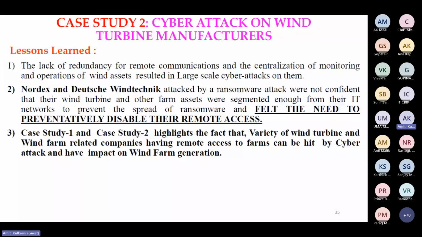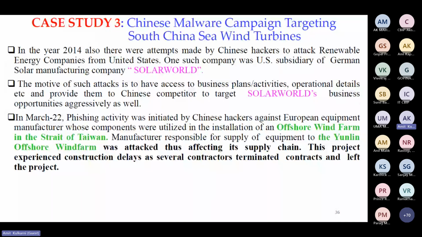Now coming to the third attack, it is again related with the RE system. But if you see this attack, the objectives were totally different. In March 22, a phishing activity was initiated by Chinese hackers. Now this is not by Russia, this is by China, and this is done in a location which is seen to be very strategically important for all the major powers in the world, that is South China Sea, where China claims it's theirs, and where US and other world powers also say they have their claim.